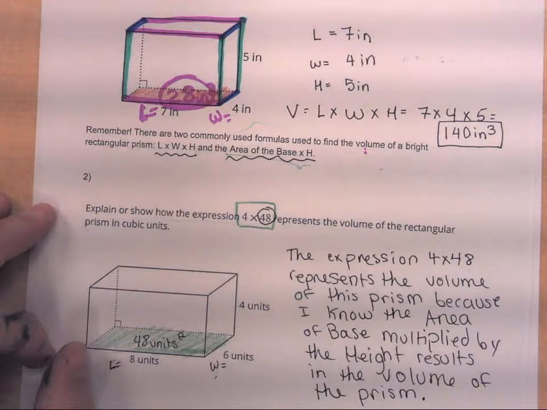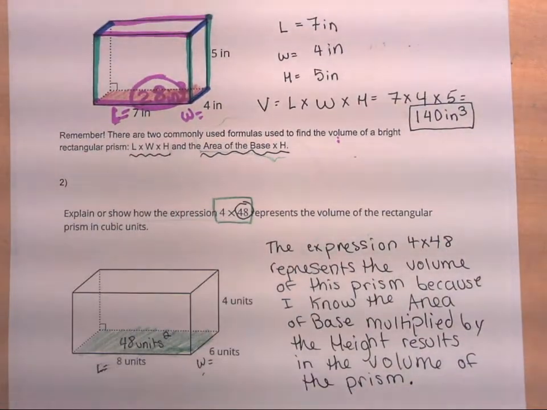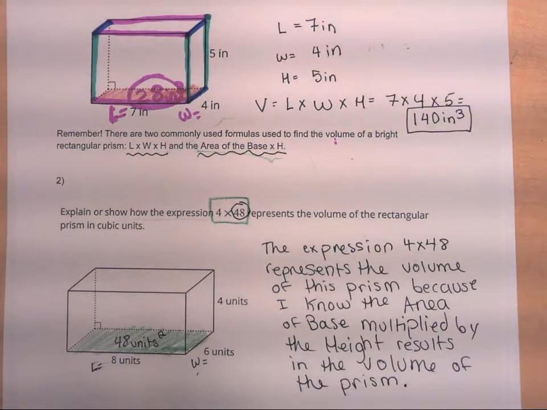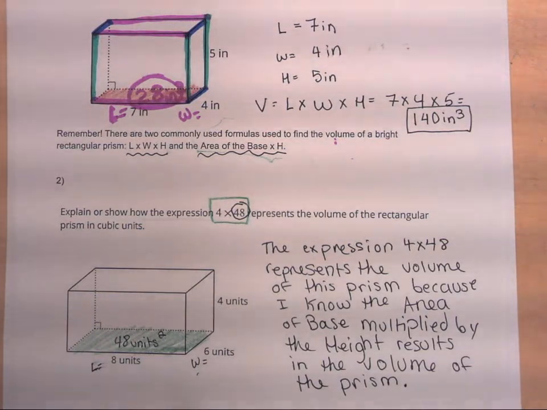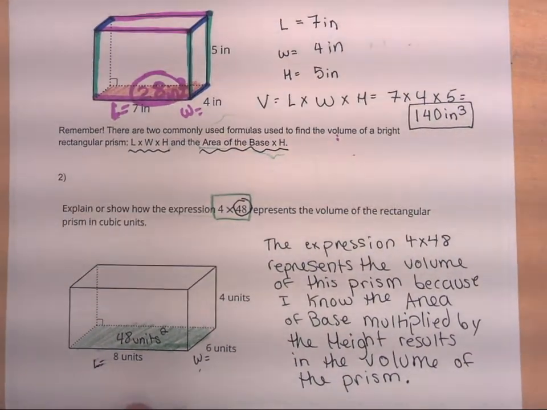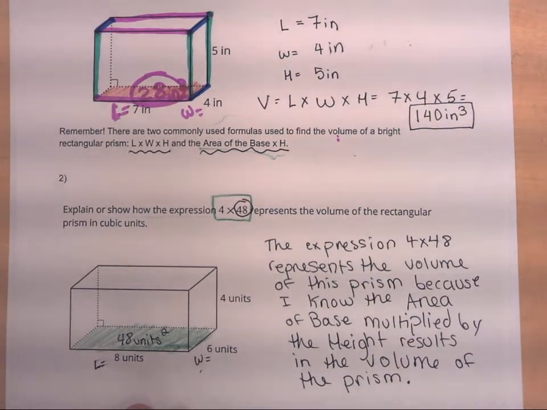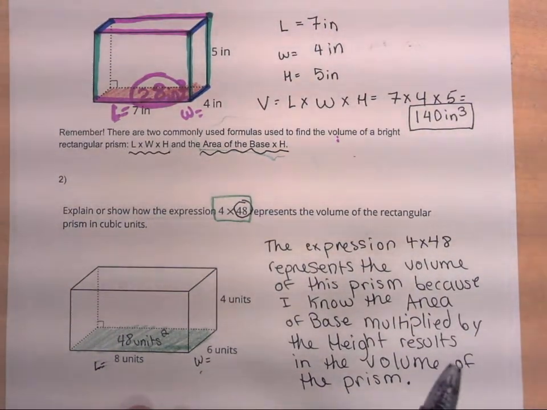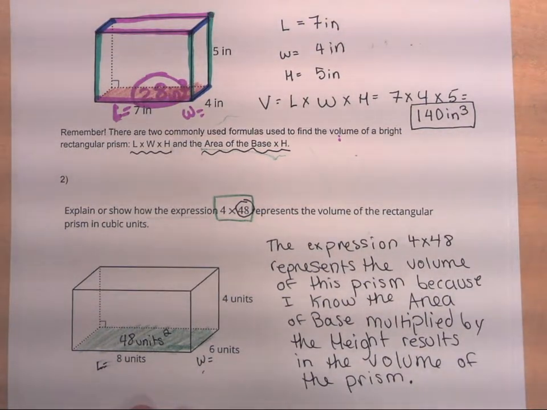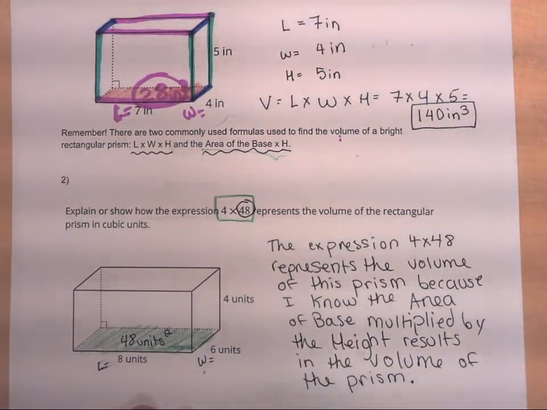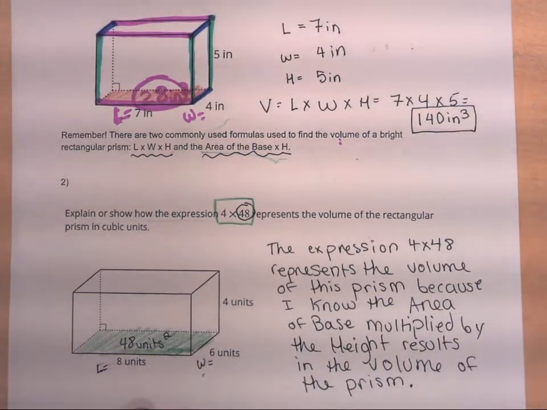So, students wouldn't necessarily have to go about reasoning out this problem exactly the way I did, but this is an example of how a student could interpret 4 times 48. Another way is students know that the length and the width are 48 and that they have to multiply the length, the width, and the height to find the volume. So they might interpret the 48 as representing that length times width and then multiplying by that last dimension of height, 4.